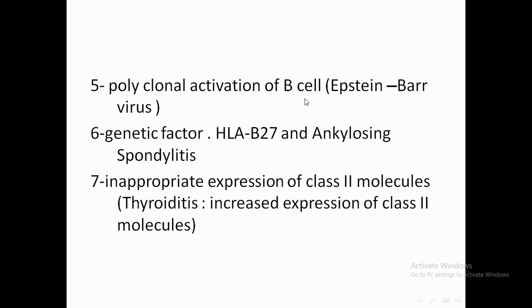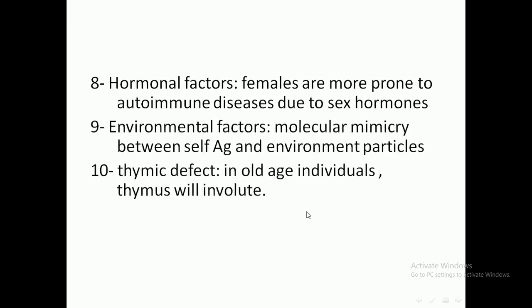Polyclonal activation, as we see with the Epstein-Barr virus, which leads to polyclonal activation of B cells. Genetic factor, which is the association of HLA-B27 with ankylosing spondylitis. Inappropriate expression of class 2 molecules, as in thyroiditis, which is an increase in the expression of class 2 molecules, which increases the immune response.